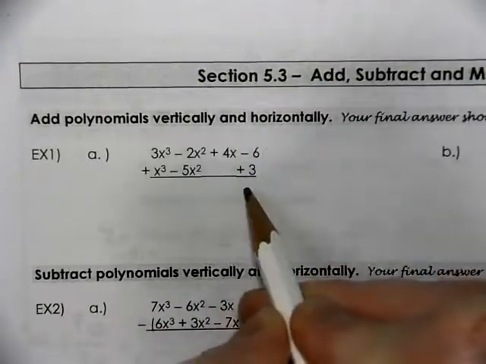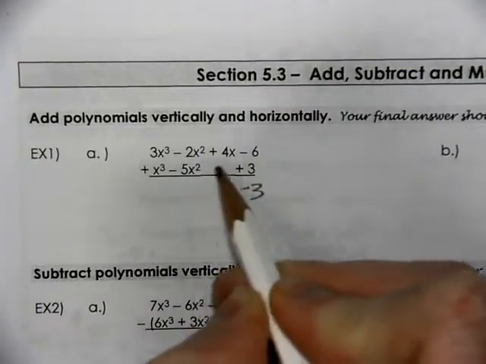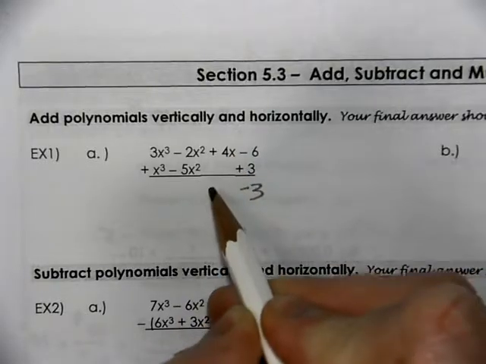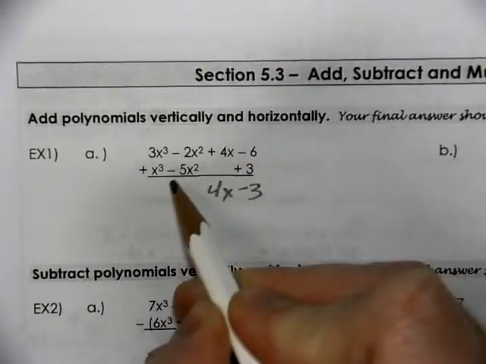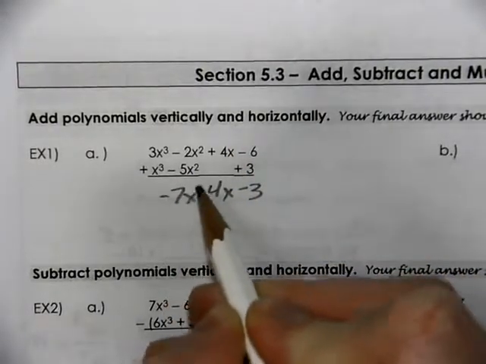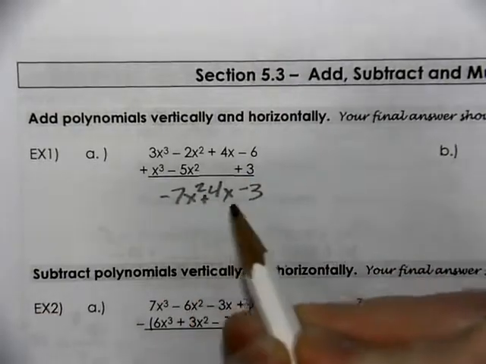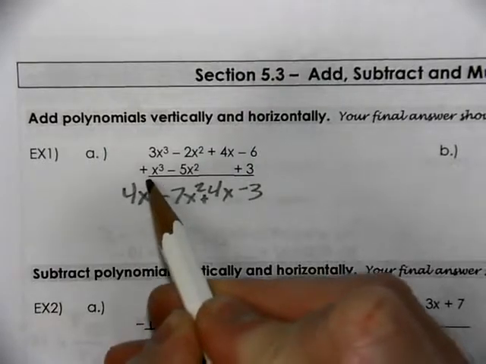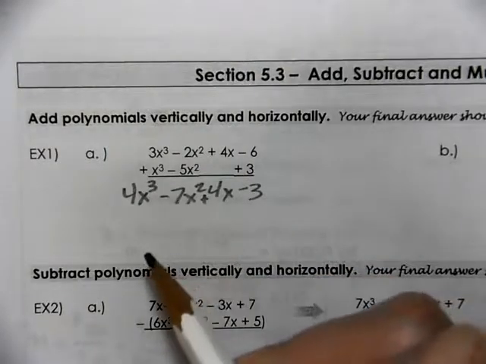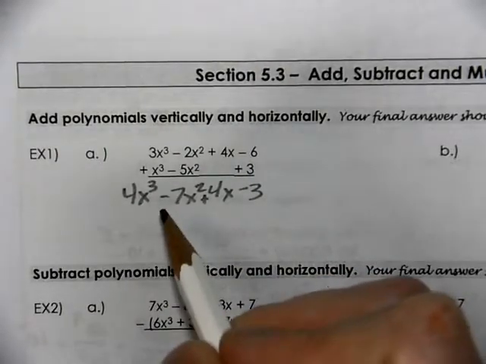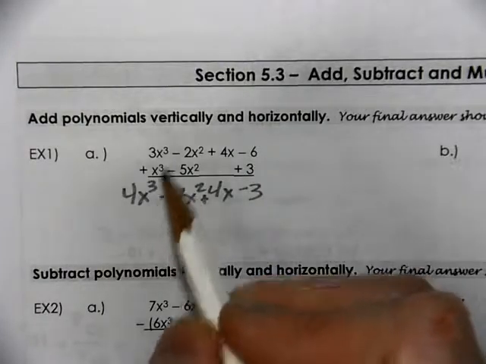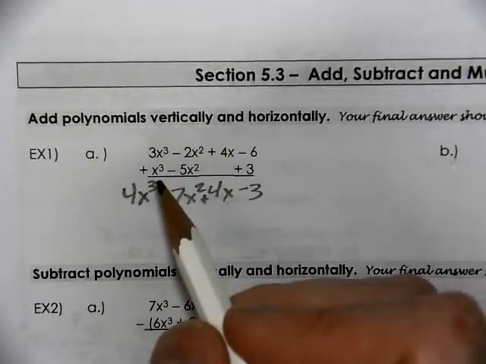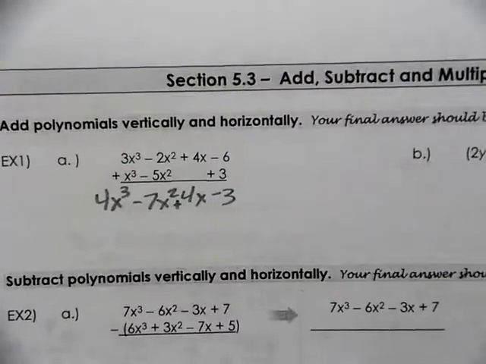So our constants give us -3. There's no x's in the bottom row, so you just have the 4x. Subtract, get -7x squared. And then grouping these two together to get our 4x cubed. Remember, when you're collecting like terms, you're not going to change the exponents. You only change the exponents when you're multiplying.